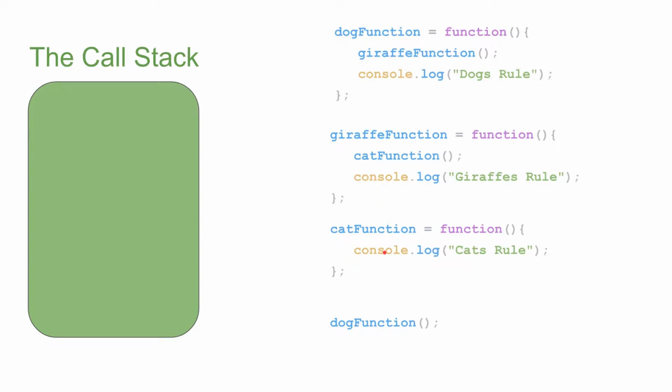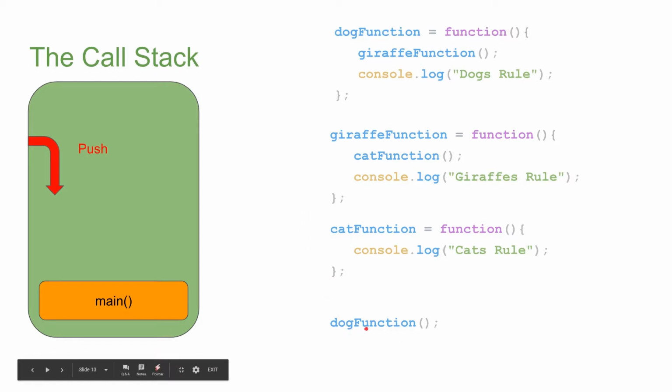So I want you guys to think what would happen. What would the console.log order of this be before I continue? Pause the video and think about in which order these cats rule, giraffes rule, dogs rule, whichever, how those console.logs would show up in the console. Okay, so let's step through and see what happens.